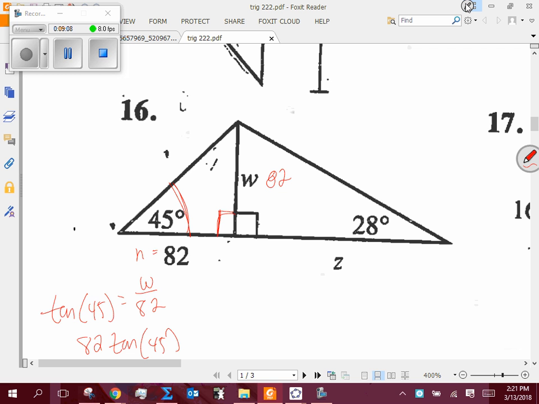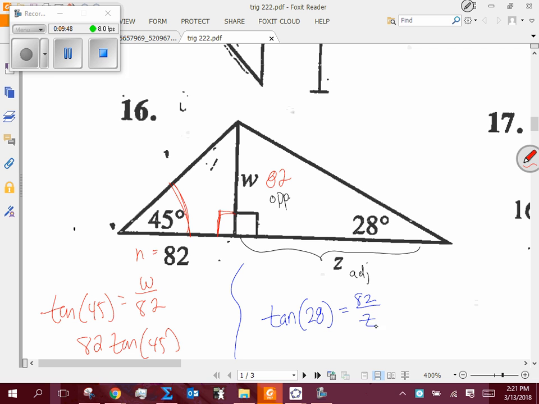Okay. So that now gets me into this triangle over here, correct? Now, this is not a special right triangle, so here I have to use SOHCAHTOA. Looking at the 28, W is the opposite side, right? What's Z? Z is the adjacent. Which ratio uses opposite and adjacent? O over A, so tangent. T equals O over A. So tangent of 28 is equal to 82 over Z, right?